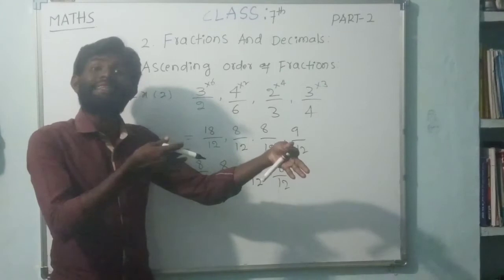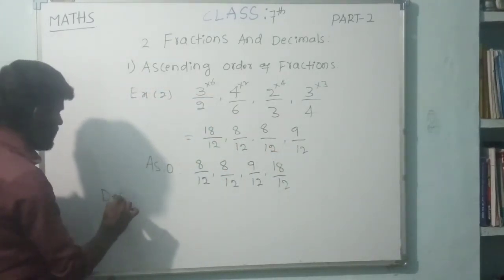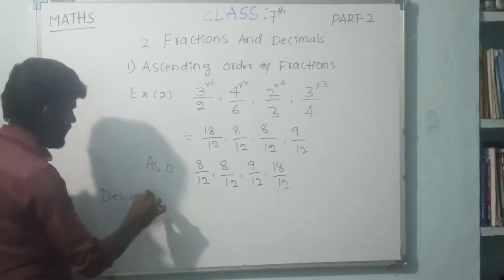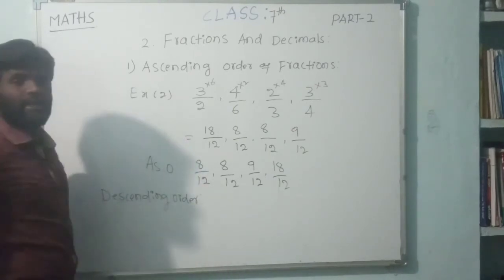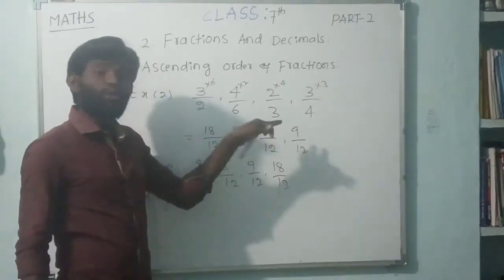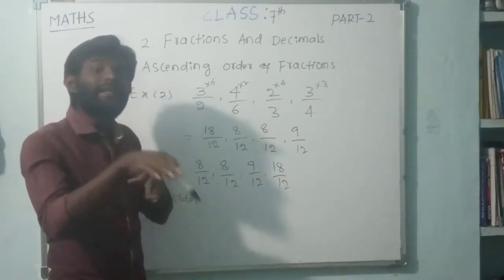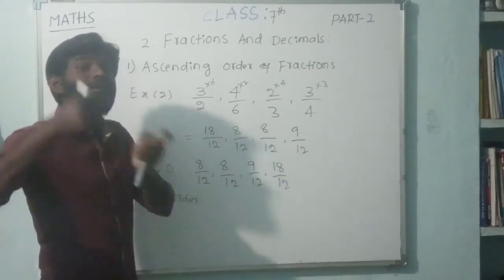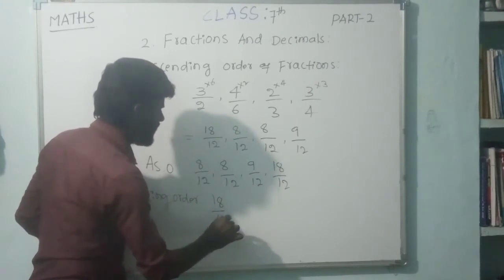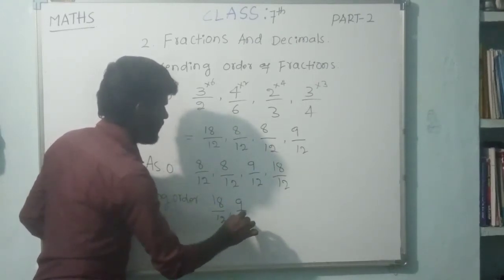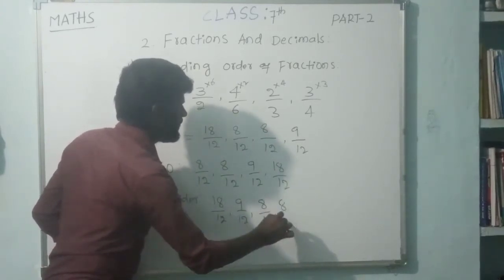If they ask for descending order, what can you do? Descending order means the decreasing order. Decreasing order means first we should take the greatest fraction, that is 18 by 12. After 18 by 12, 9 by 12. After 9 by 12, 8 by 12, 8 by 12.